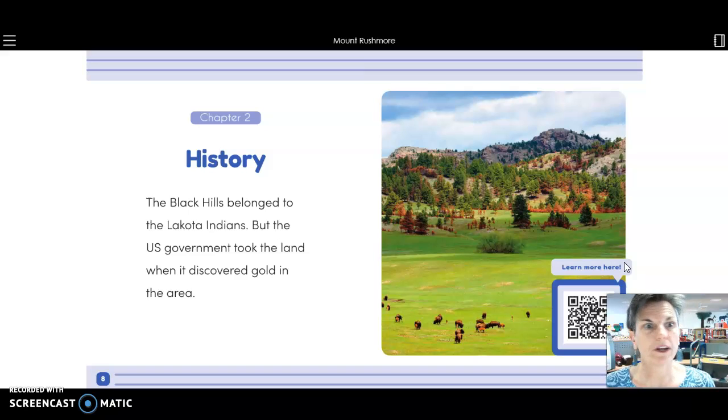Okay, and already we're to chapter 2. Chapter 2, history. The Black Hills belonged to the Lakota Indians, but the U.S. government took the land when it discovered gold in the area. Okay, so, a long time ago, this land belonged to the Lakota Indians. And then the government took the land when they found out there was gold. What do you think about that? You think that's fair?